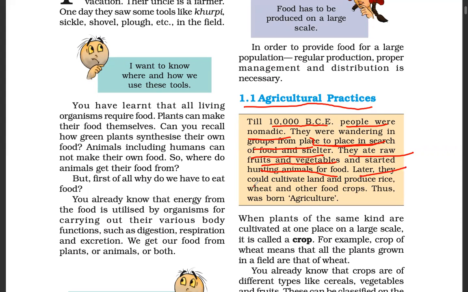Later, they could cultivate land and produce rice, wheat, and other food crops. Thus was born agriculture. First, they were nomadic in search of food and shelter. Then they used to eat raw fruits and vegetables. Then they started hunting animals for food. Then they cultivated land and produced rice, wheat, and other food crops. Then the process of agriculture came, right?